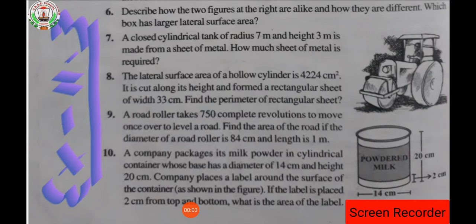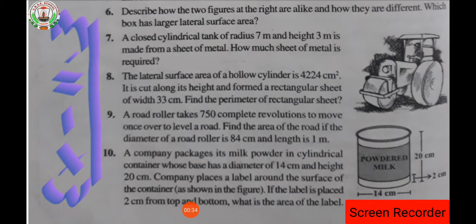Continuing with the same, we are going to do exercise 11.3, questions 6 to 10. In question number 6, we have to compare two things: describe how two figures are alike and how they are different. Which box has the larger lateral surface area? One more thing, students: lateral surface area is also called curved surface area.